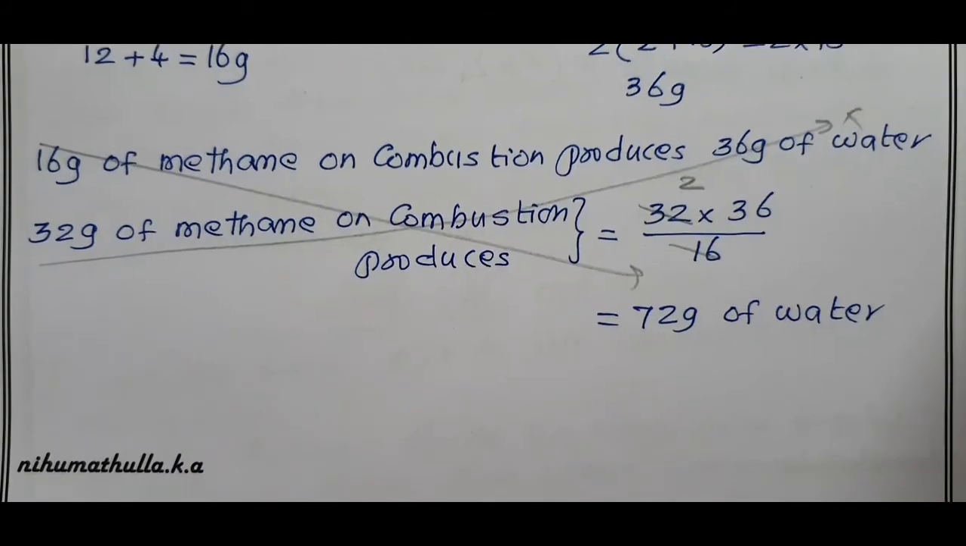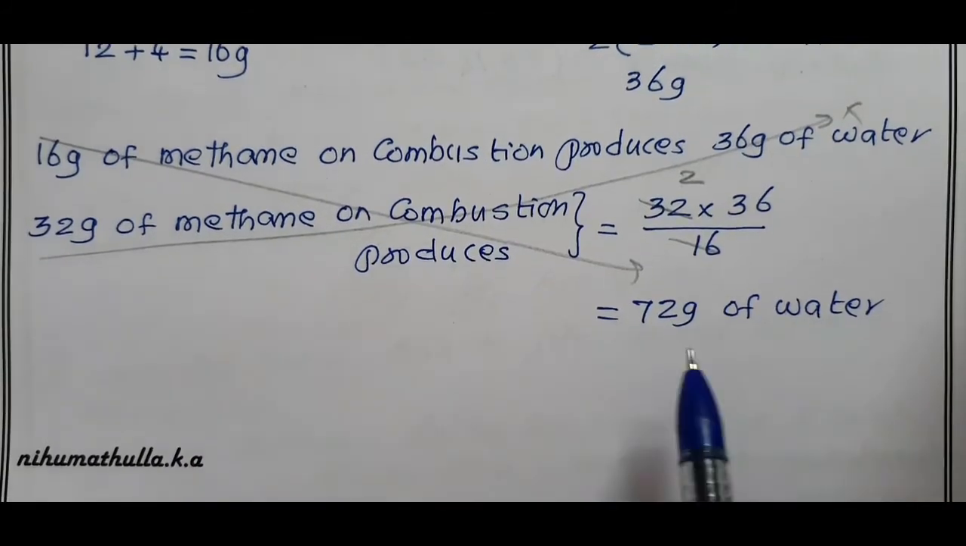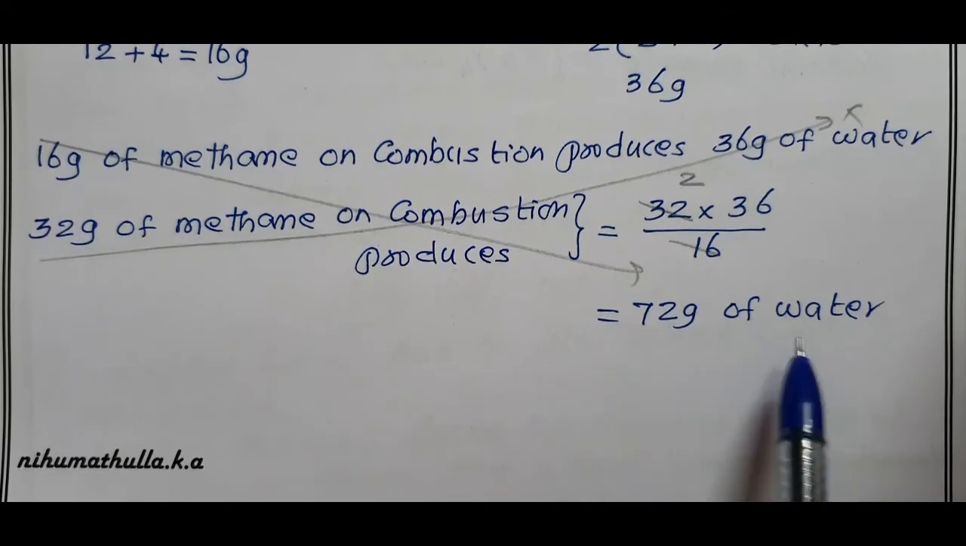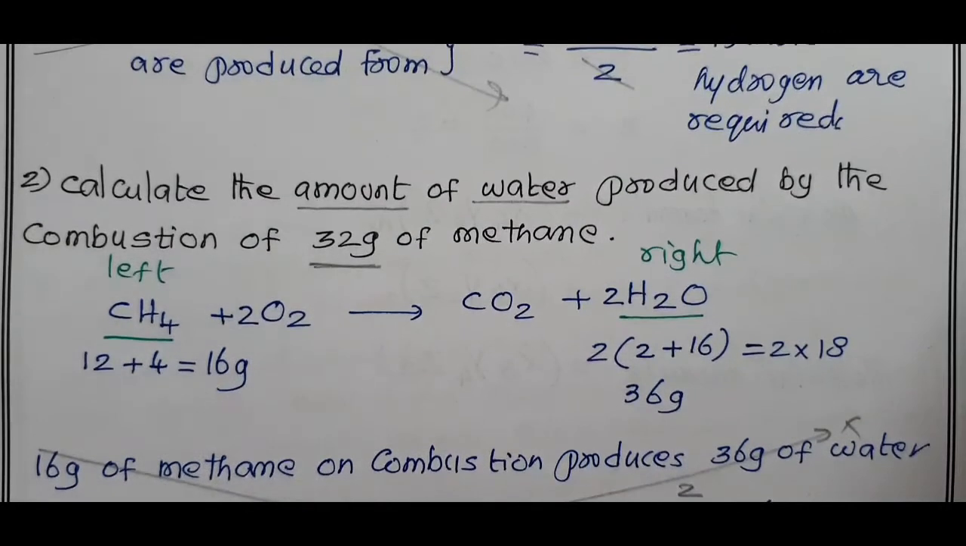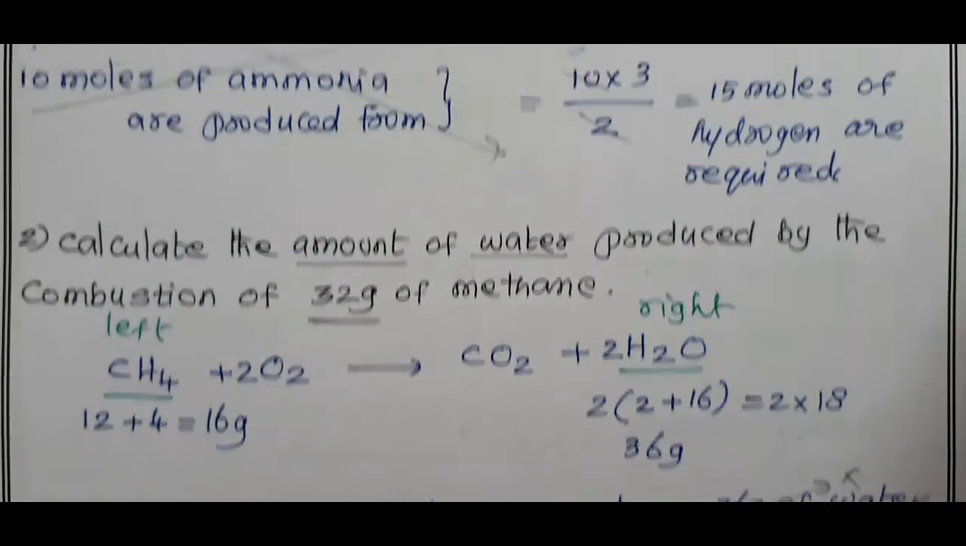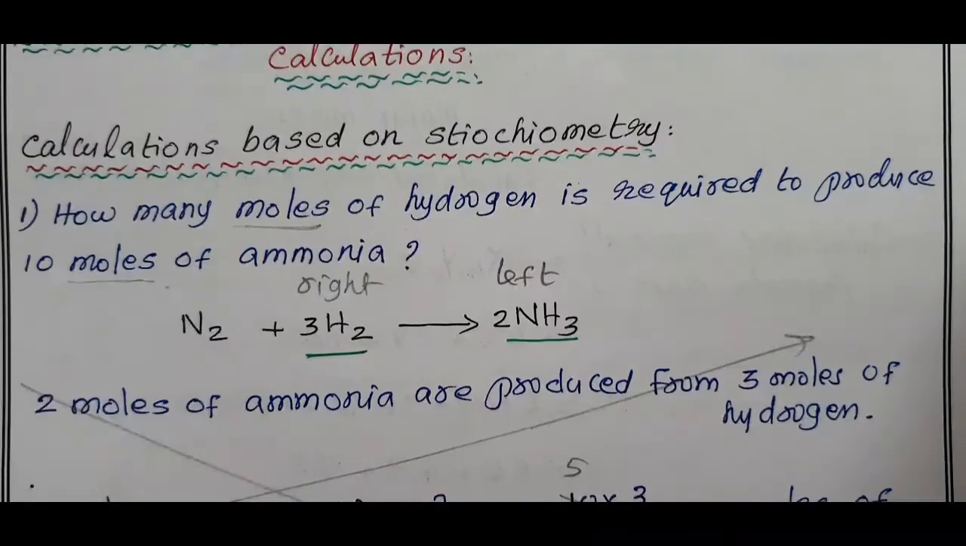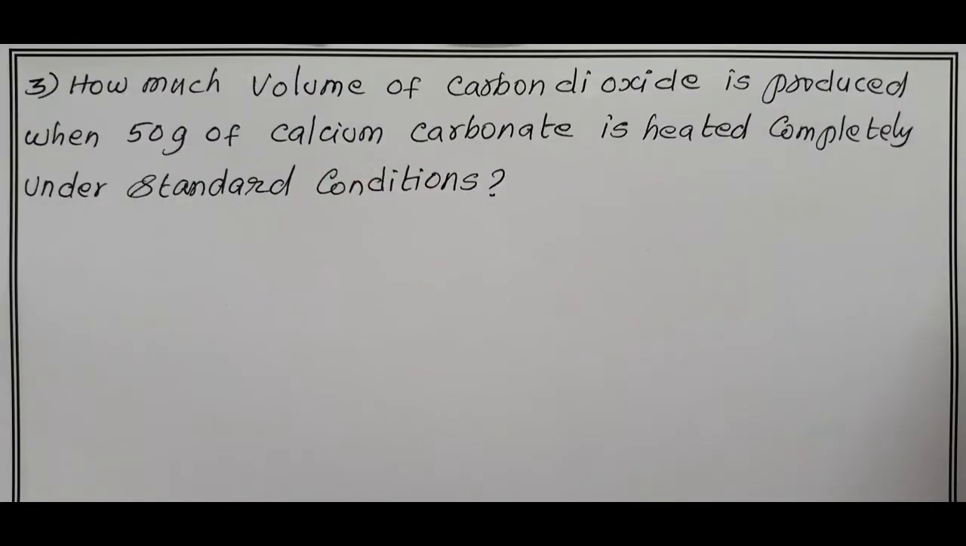So, 32 gram of methane on combustion produces how many gram of water? 72 gram of water. See these two equations: amount is given, amount is asked. Mole is given in our problem, mole is asked. Now come to the third problem.